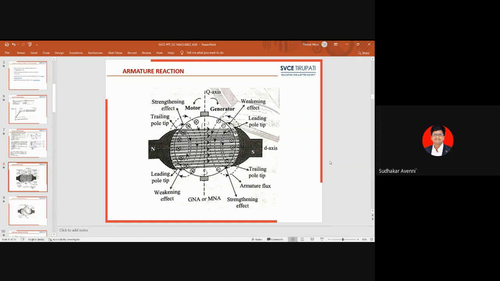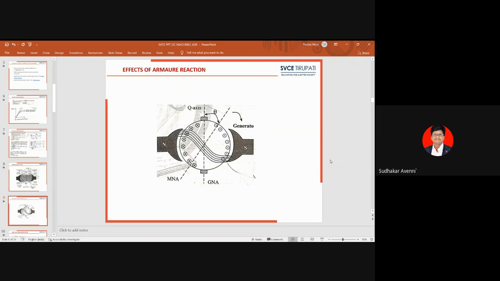Where does the demagnetization effect take place, in generator as well as motor? In a generator, at the trailing pole tip, and in a motor, at the leading pole tip. What is the cause of the demagnetization effect? Generally the strengthening effect equals the weakening effect, but because of saturation of the trailing pole tips, the strengthening effect is always less than the weakening effect. For this reason, there is a demagnetization effect in armature reaction.